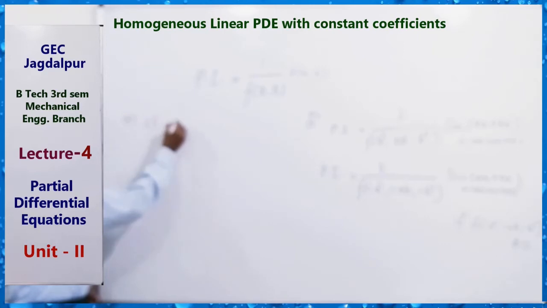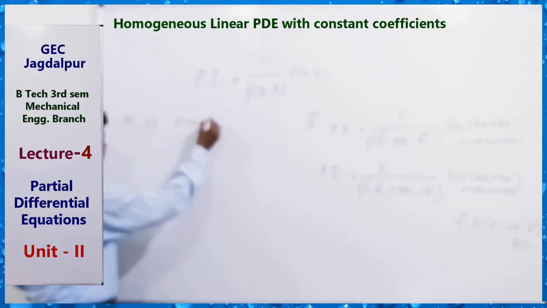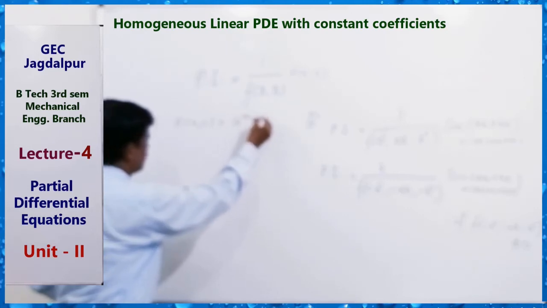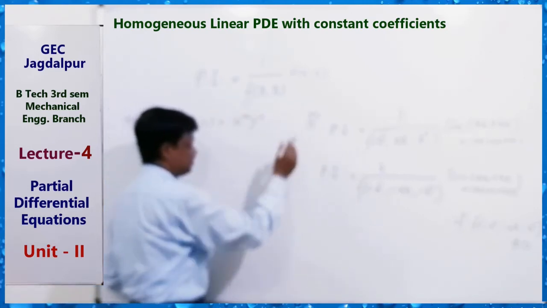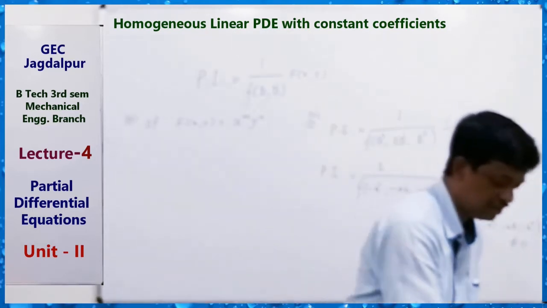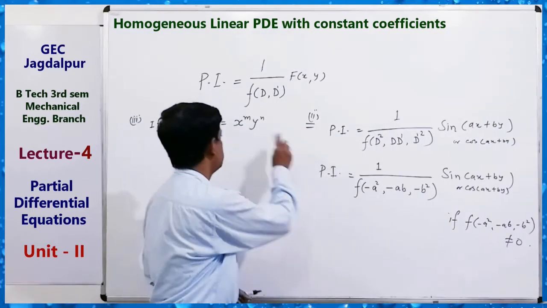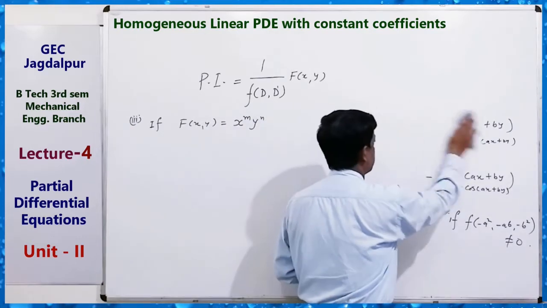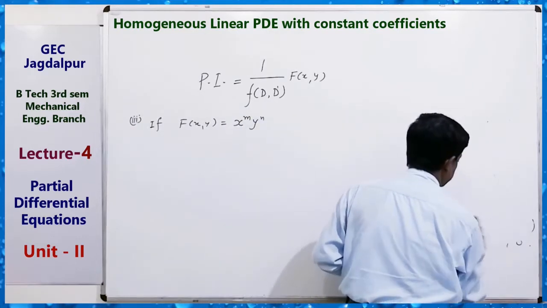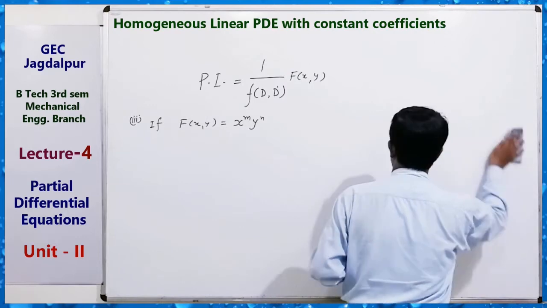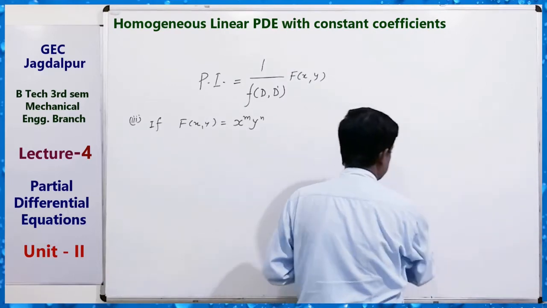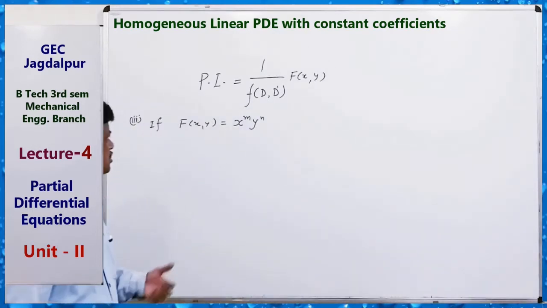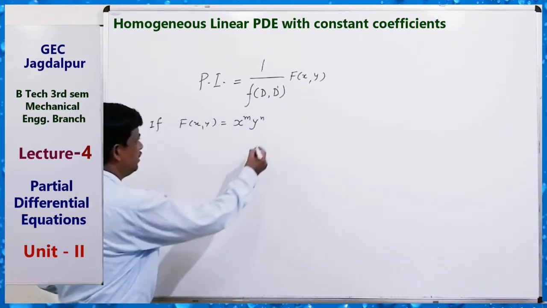if capital F(x, y) is equal to x to the power m, y to the power n, just like this. Means what? Polynomial type function. X power something, y power something, product of x and y, a polynomial type function. Then how can we get PI? So simple.